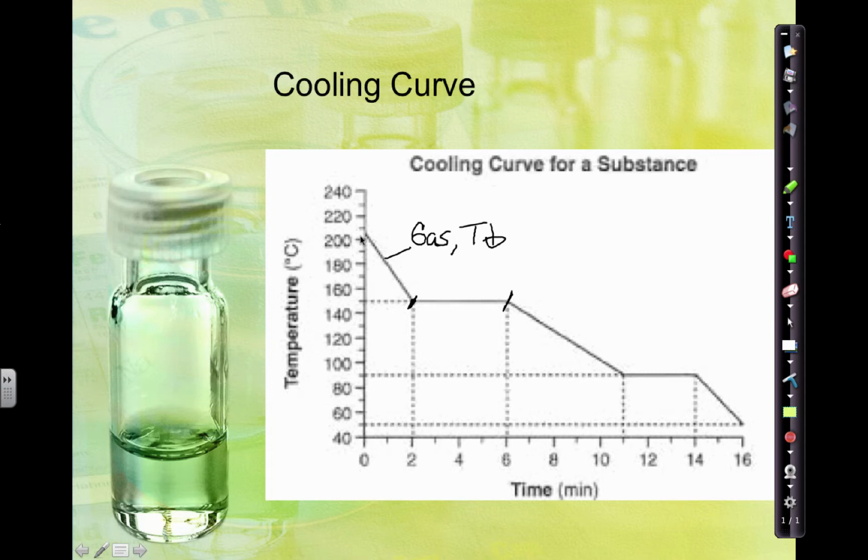Since I am going from the gas state and I'm cooling it down, I should be condensing at this point. And then right here, I can actually read the temperature and say, okay, it's 150 degrees Celsius, so that's actually my boiling point, and it's the same temperature that the gas would start to condense. So once we get to this point when the temperature starts to change again, I should be in the next state of matter, which would be the liquid. And my temperature is decreasing here again until I get to about 90 degrees Celsius.